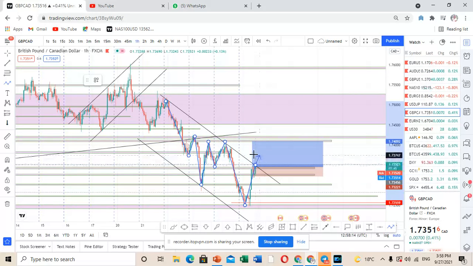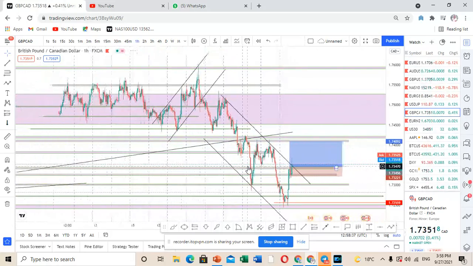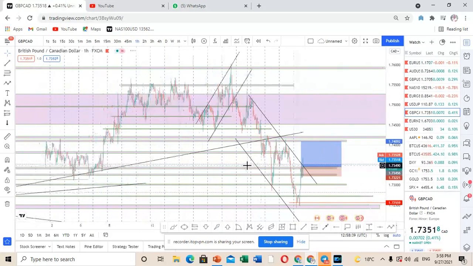I'm expecting a breakout, to be honest. I'm expecting a breakout to the upside, at this particular level that is here. I'm expecting that the market is going to break out to the upside to come to these new levels. Yeah, that is what I'm expecting the market to do, based on the previous movement that the market has made. So let me show you what the market did previously.